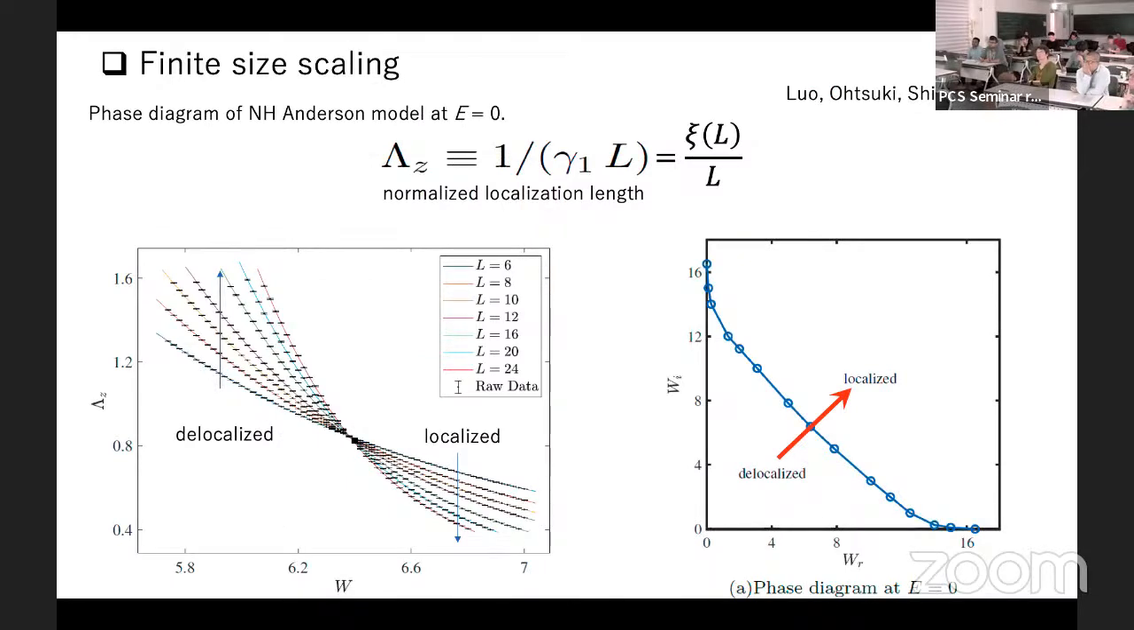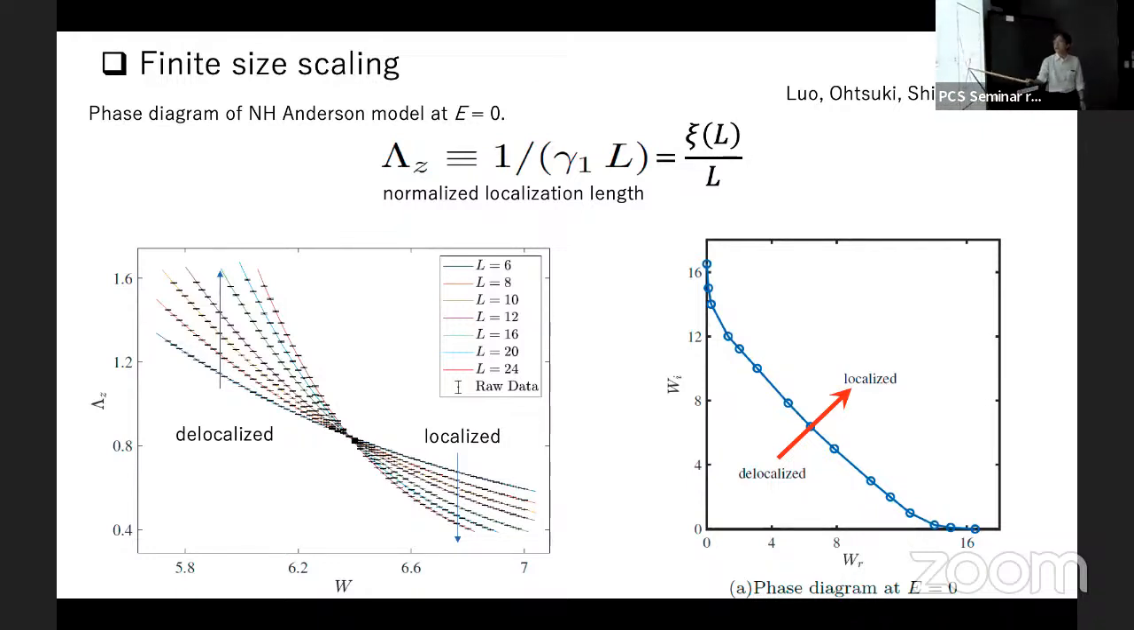We obtained the smallest positive Lyapunov exponent, which is the inverse of the localization length, divided by the width of the cross section, which is a scaling variable, and we plot them by changing the system size. The gradual curve is for system size 6, and the rapidly changing curves are system size 24. And we have this common cluster here, which indicates the transition.